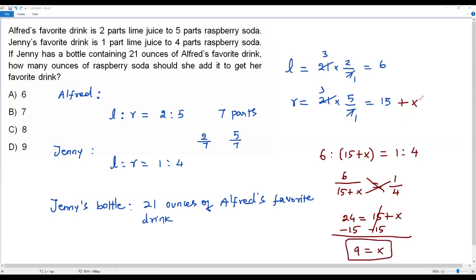So we know that x represents the number of ounces of raspberry soda you should add to these 21 ounces of Alfred's favorite drink to make her favorite drink. We find 9 in option D. So the correct answer for this question is option D.